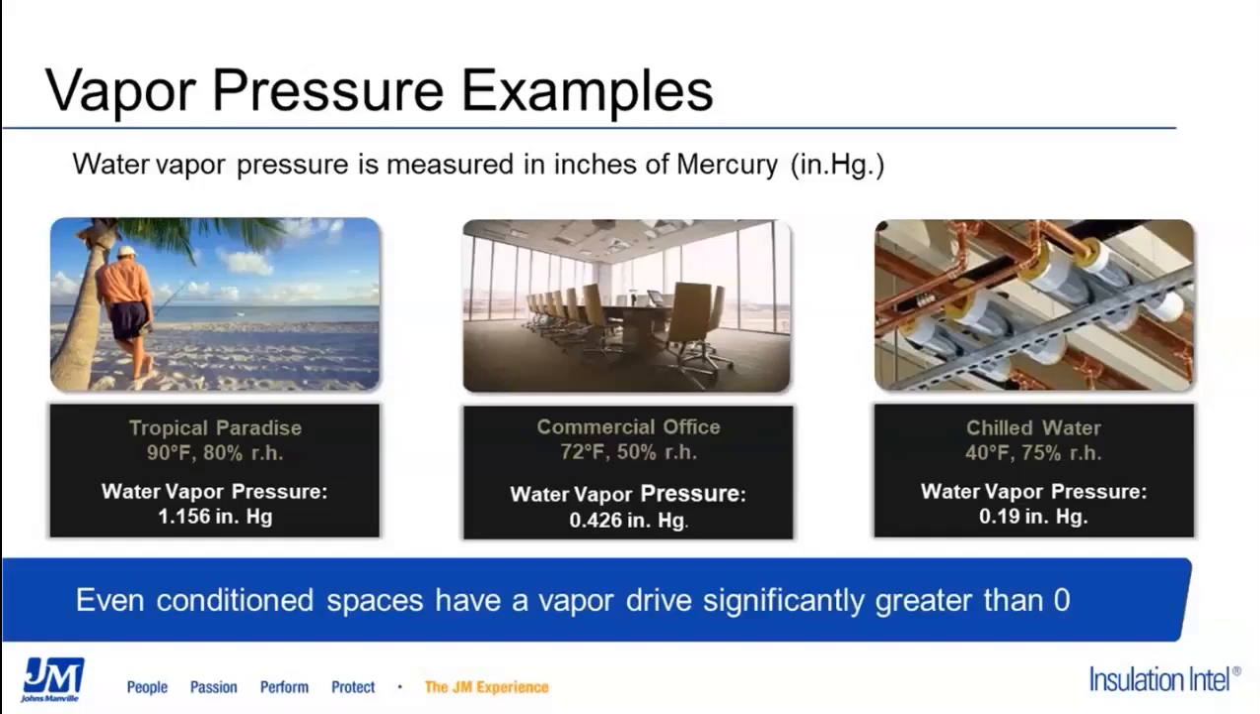The same is true for the air next to a chilled water system. Although the temperature is much lower, and so is the water vapor pressure, there's still moisture drive. So it's critical that we manage that with a vapor retarder. It's going to protect the efficiency of the system as well as prevent condensation.